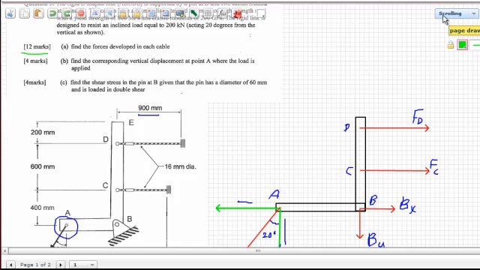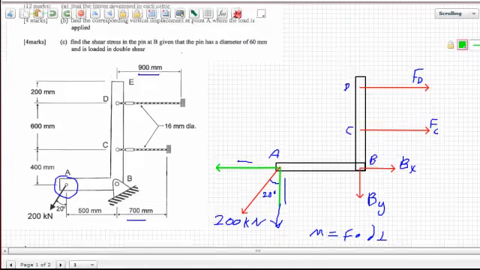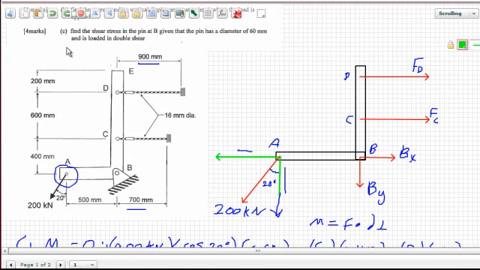Now, part B, it says find the corresponding vertical displacement at point A where the load is applied. So this is what they want from that question. Over here at point A, once you apply the 200 kilonewton force, the whole bracket is gonna rotate in that direction. So they want to know if point A started off being over here, then probably after the force is applied it's gonna be somewhere over here.